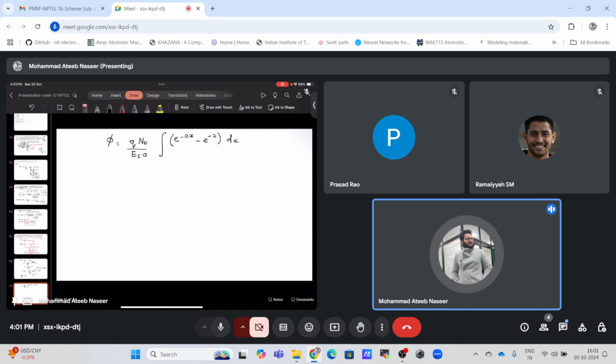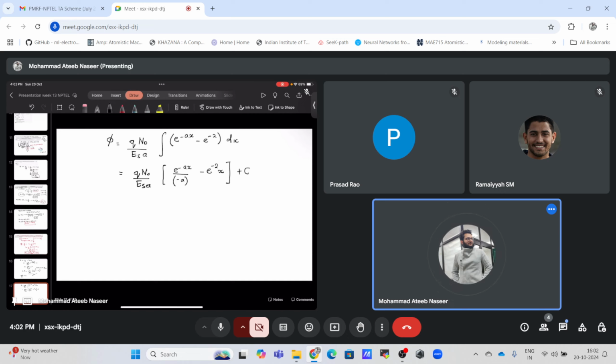Now we have to get the positional variation. We have to get how this potential varies when we move from x equal to 0, that is the metal semiconductor junction, to the depletion width. So it is simply q times n naught by epsilon s a, and if I integrate this, it is simply e to the power of minus ax by a, minus e to the power of minus 2 x, plus c, again using the definite integral.